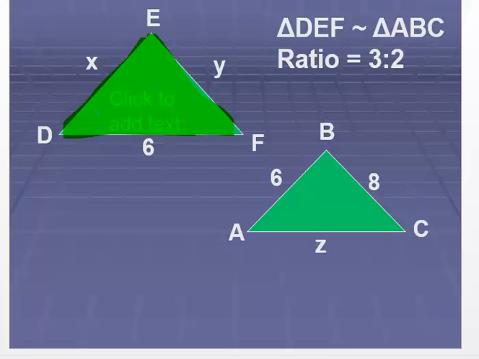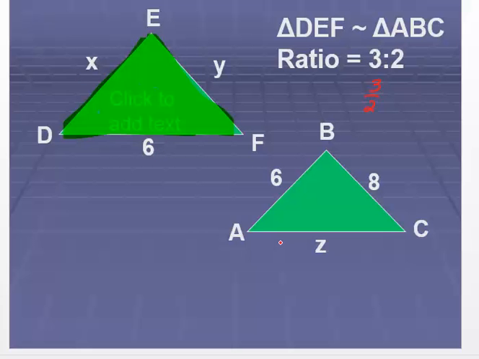So I want to make sure when I set up these ratios that whatever side is from triangle DEF goes with the 3 parts, and whatever side is from triangle ABC goes with the 2 parts. And anytime the ratios are written like this with a colon, 3 to 2, that's the same thing as 3 over 2. So I'm going to look for the parts that I need to find.